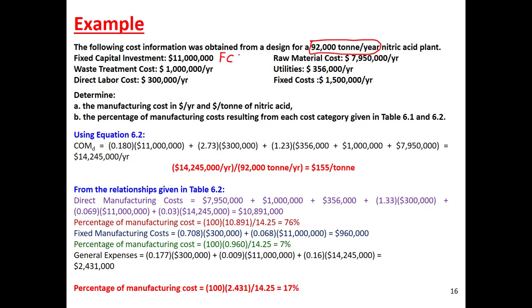Fixed capital investment, FCI, is given. The cost of wastewater treatment, the direct labor cost, the cost of operating labor, the raw material cost, and utilities, C util, are given, and also the fixed manufacturing cost is given to you. Let me see where we use that fixed cost. It is 1.5 million dollars.